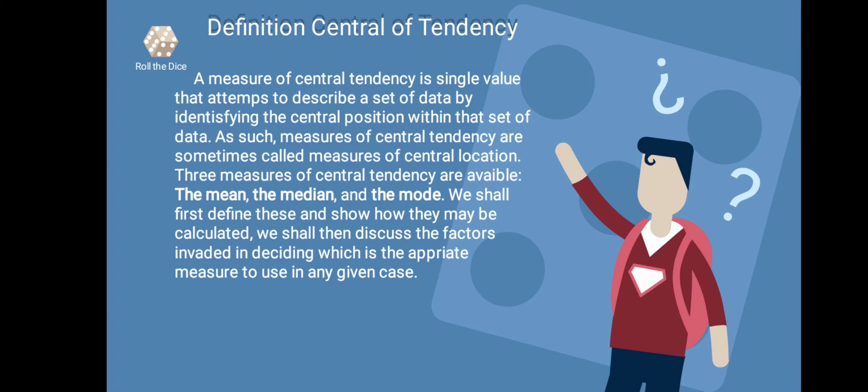Definition of central tendency. A measure of central tendency is a single value that attempts to describe a set of data by identifying the central position within that set of data. As such, measures of central tendency are sometimes called measures of central location. Three measures of central tendency are available: the mean, the median, and the mode. We shall first define these and show how they may be calculated. We shall then discuss the factors involved in deciding which is the appropriate measure to use in any given case.